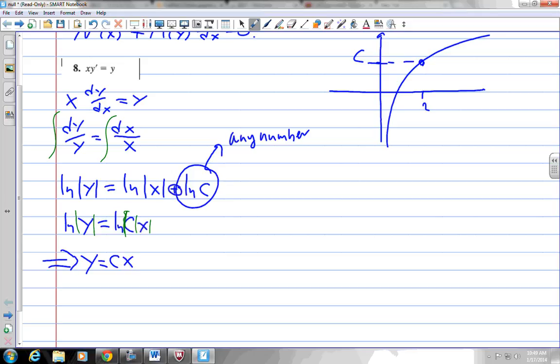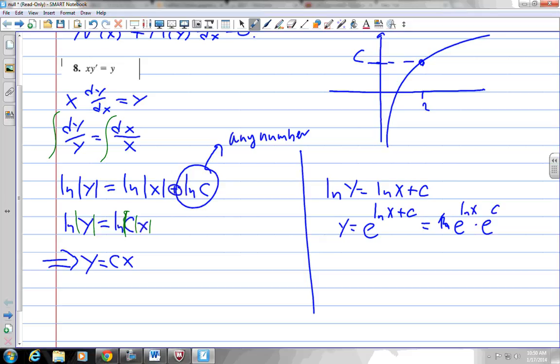Now, this little trick with the natural log, let me show you if we don't do that trick, we'll still get the same result. So let's say we have natural log of y equals natural log of x plus a constant, right? So how would you solve for y? Yeah, you'll do y equals e to the natural log of x plus c, right? That becomes e to the natural log of x times e to the c, by the properties of exponents.